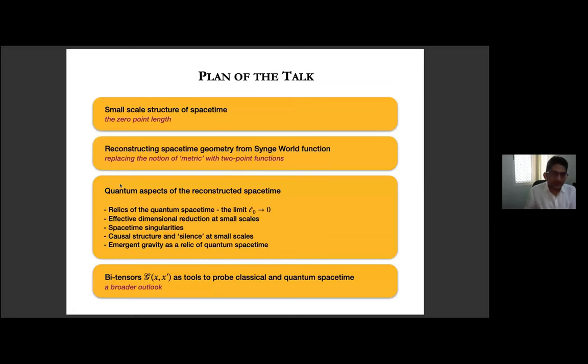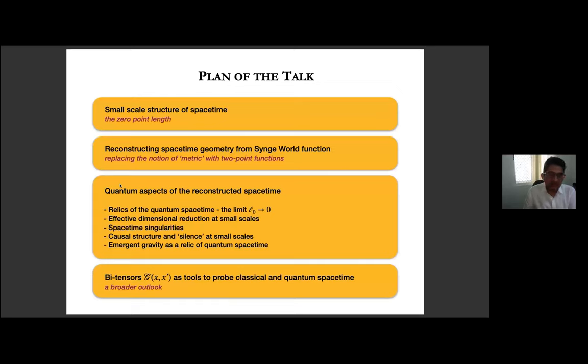I will then describe this reconstruction procedure: how you can build up a description of space-time geometry using a specific bi-tensor which essentially measures geodesic distance between two points in the manifold. Usually you define geodesics using a metric, but if somebody just gives you a function depending on two points which measures the geodesic distance between those points, you can reconstruct the metric. The quantity that will play a key role in this is Synge's world function, and the Van Vleck determinant which it is possible to derive from the world function. I will introduce these objects and describe the reconstruction.